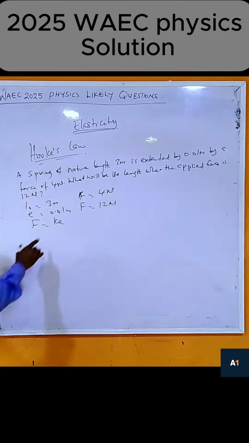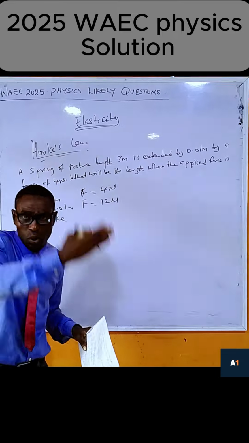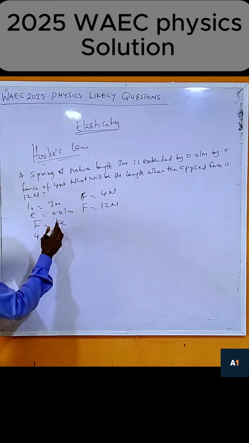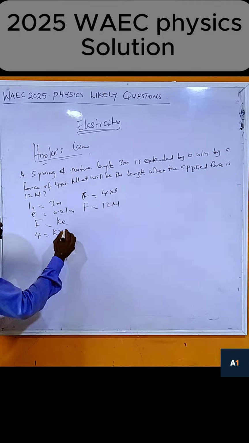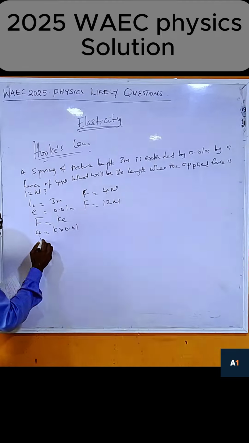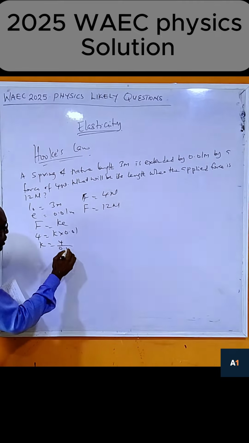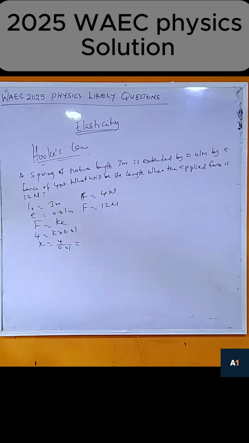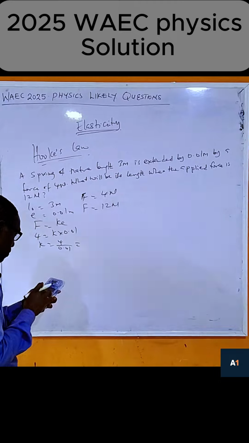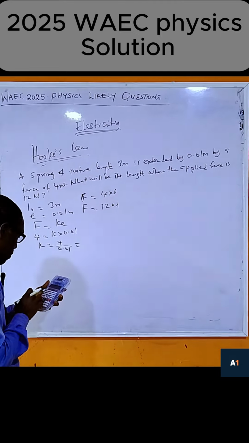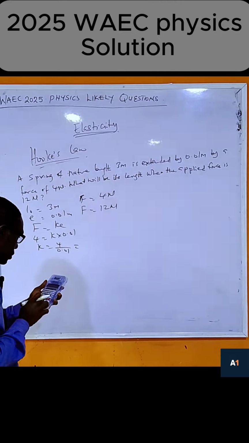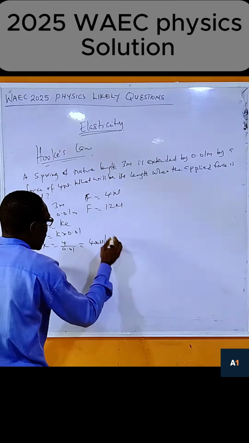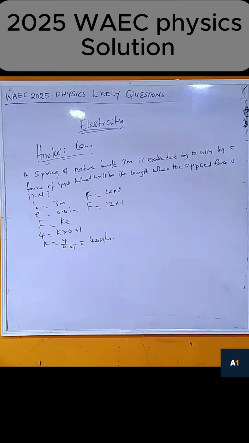Number one, we want to find the force constant, which is the stiffness. So our force is equal to 4, K is unknown, times extension 0.01. Meaning K is equal to 4 divided by 0.01. I want to avoid any form of error here. 4 divided by 0.01 gives 400 Newton per meter. That is the force constant.